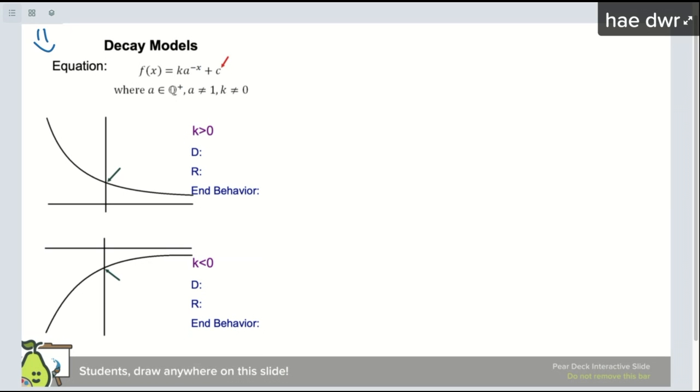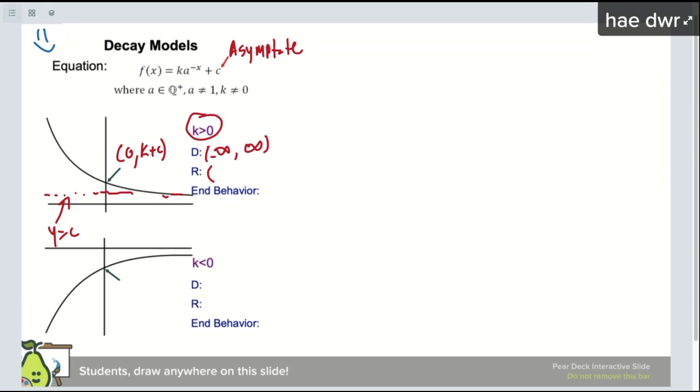So again, this is your asymptote. So it's like this. That's y equals c. Your y-intercept, so that's 0, k plus c. So if you see that, it's just modeling the same exact things. Nothing's really changing. So here, this one, k is greater than 0. That's why it's on top of the x-axis. So the domain would be, again, all reals. The range would be, it goes from c here to positive infinity.